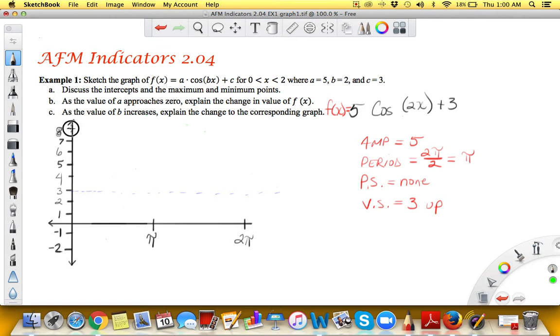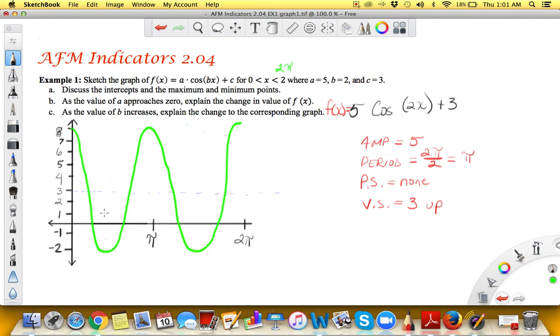Now remember, the period is only pi units. So the top of the graph would go from here down to -2 and back up to a maximum point at 8. That's one period. And then we go back down to -2 again, and we come back up to our maximum point at 8, and we're going to stop at 2 pi. Now I went to 2 pi because originally this says x is between 0 and 2, but I want to change that to 2 pi.